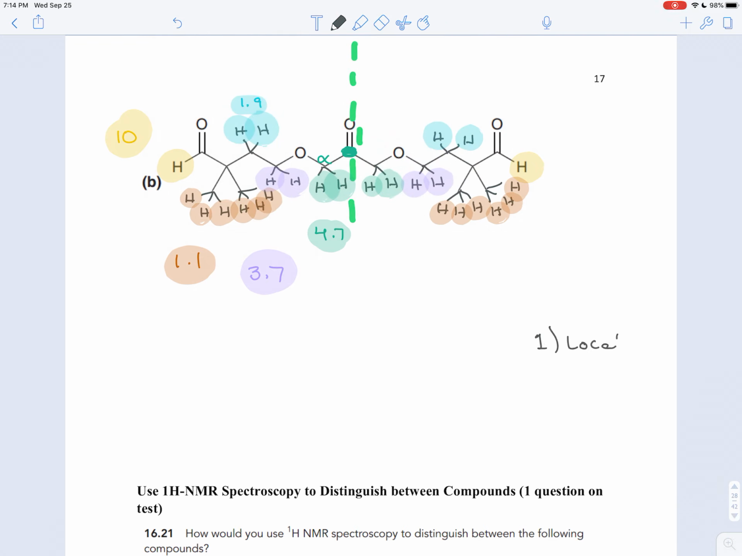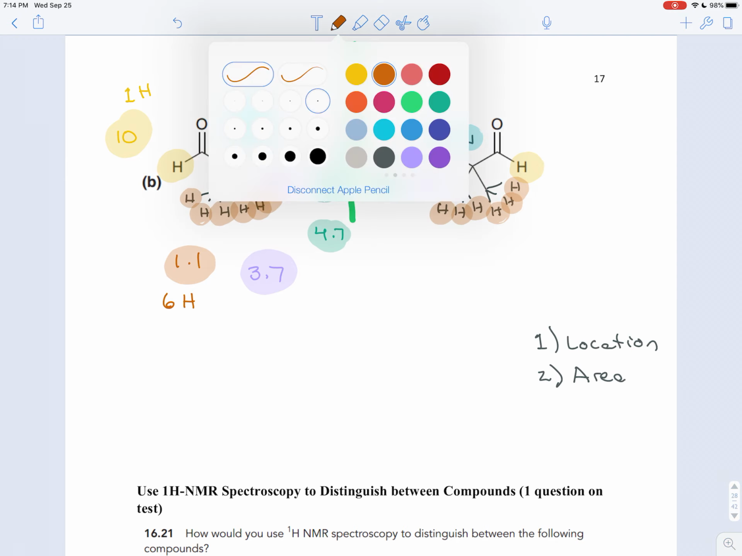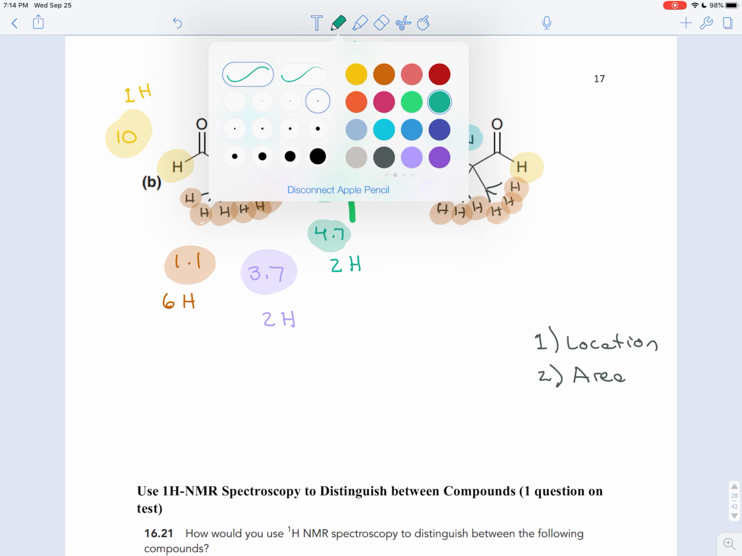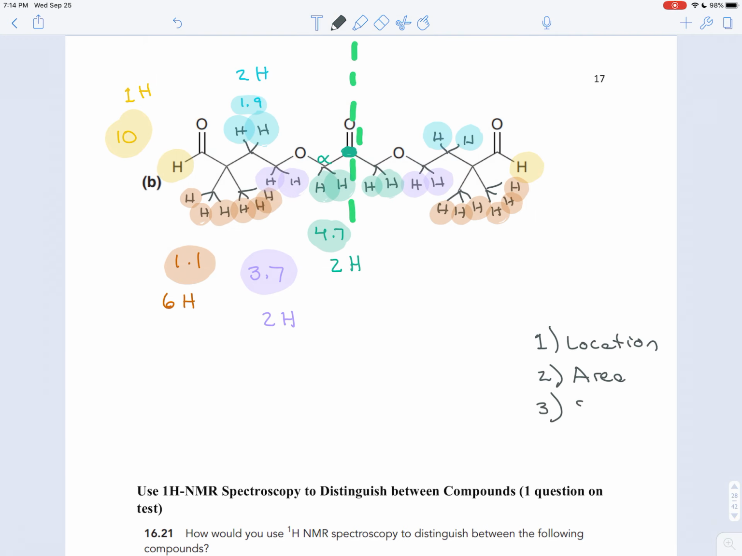Second, we want the area underneath each of the peaks, and that just has to do with the number of hydrogens. So here we have 1 hydrogen. Here we have, in the brown, 6 hydrogens, so that's going to be a much larger peak. It's going to be more area underneath that. In the blue, we have 2 hydrogens. The purple, we would have 2 hydrogens, and the green, also 2 hydrogens. All right, so that's the second feature, the area.